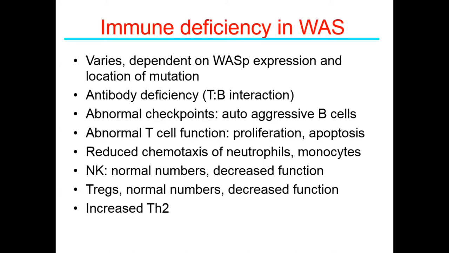There are abnormal checkpoints for T and B cell maturation, which results in autoaggressive B cells. So they develop B cells that cannot distinguish between self and foreign, and so they cause autoimmunity.